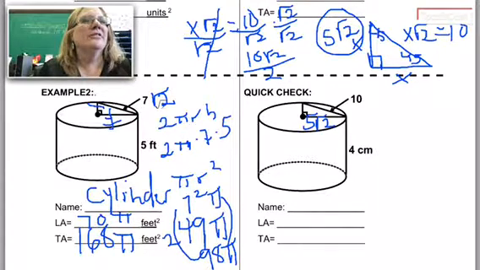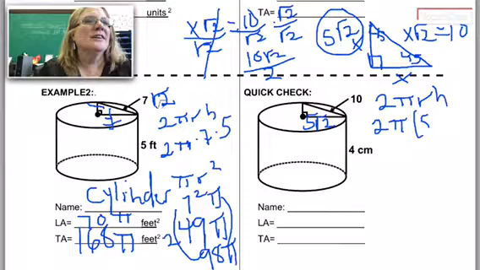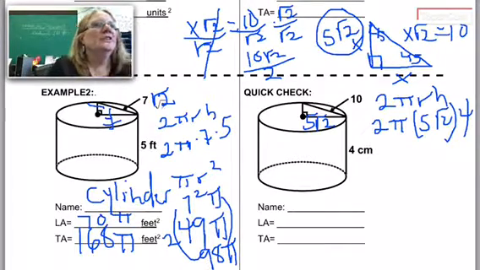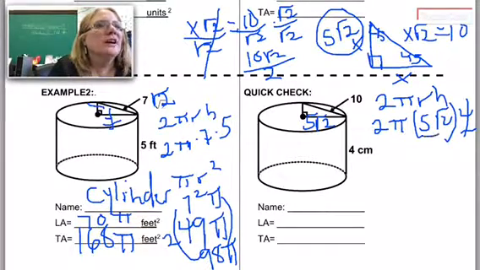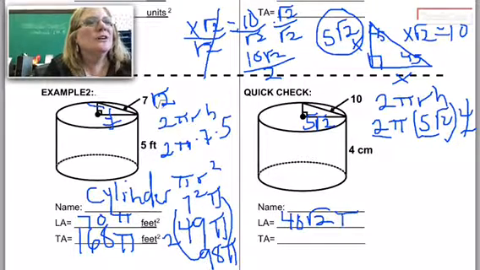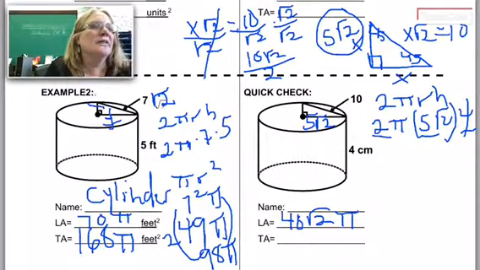So we have 2 pi RH. So 2 times pi times 5 square root of 2 times 4. The way that you write that, pi is going to be at the end. You're going to multiply 4 times 5 times 2. So that's 40. So it's going to be 40 square root of 2 pi. That's how you would write that.